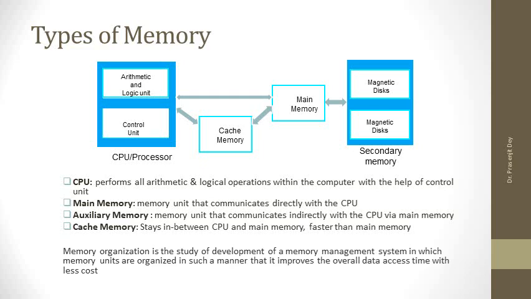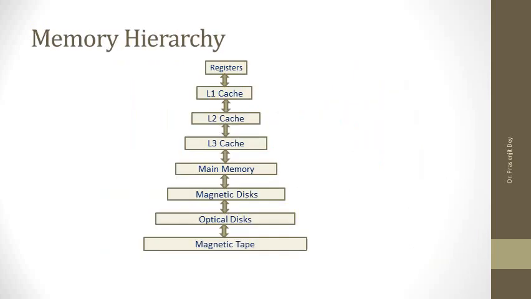Now, in this class, we will study memory organization, and it is the study of development of a memory management system in which memory units are organized in such a manner that it improves the overall data access time with less cost. In this picture you can see the memory hierarchy. In this memory hierarchy, magnetic tape sits at the bottom and the CPU register sits at the top.